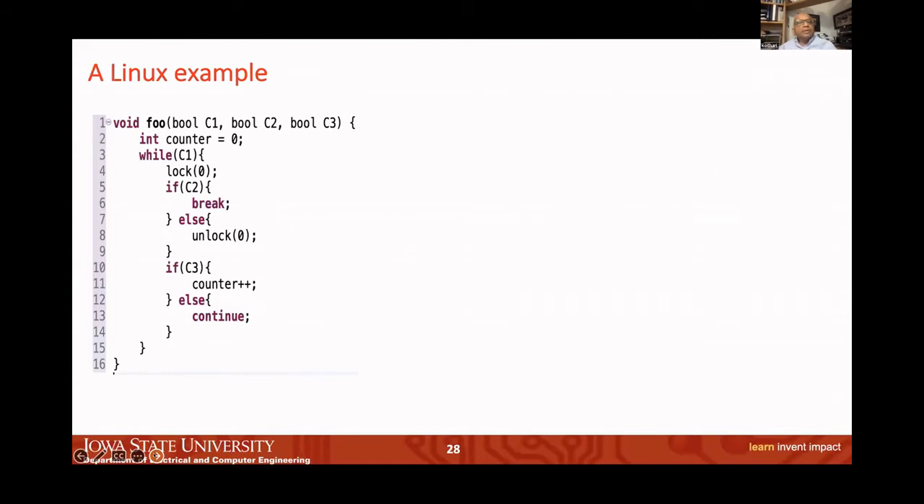Again, let's look at a small example. This is stripped Linux code. I have deleted many parts of the code to make the explanation simple. In this code, you see lock and unlock.